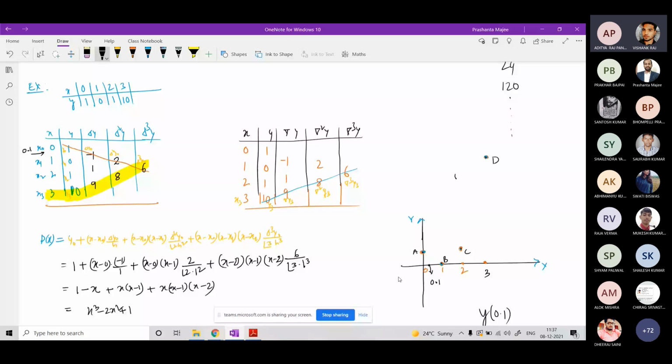Similarly, if I ask you to find out what will be the value at 2.9, then out of A, B, C, D, which point has the least effect for the output at x equals 2.9? A. Basically 0, 3, which is A. So you can neglect that if you wish, and you can directly evaluate the value at x equals 2.9.